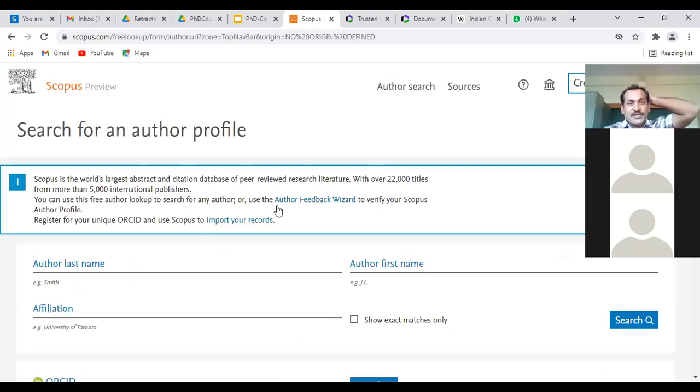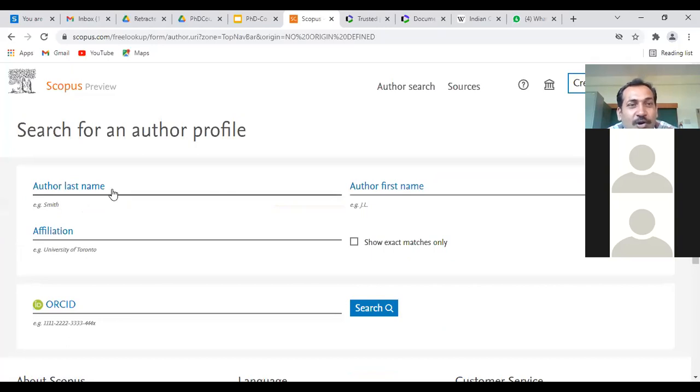Now, here if you see, Scopus is the world's largest abstraction and citation database of peer-reviewed research literature, with over 22,000 titles and more than 5,000 international publishers. Okay, now this number of titles means the number of journals, and the number of international publishers has increased from what I have shown in the presentation. So that was the old numbers. Now it is increased to 22,000 journals and 5,000 publishers. And we have this little information related to Scopus.